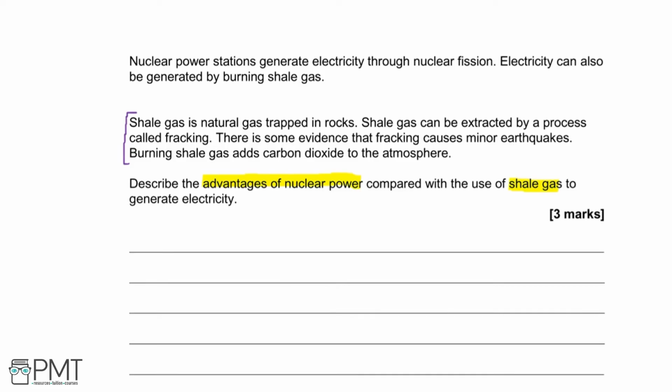So shale gas requires fracking, which causes minor earthquakes, and burning shale gas also adds carbon dioxide to the atmosphere. So those are two negatives, and that is enough for the 3 marks as long as we compare those to the advantages of nuclear power. So we know that there's no CO2 emitted with nuclear power, and then we need to explore why this is an advantage, or why it's good that there's no CO2 emitted. And we know that CO2 is a greenhouse gas, and so this causes the greenhouse effect, and one of the effects that the greenhouse effect has is global warming, which is obviously a negative.